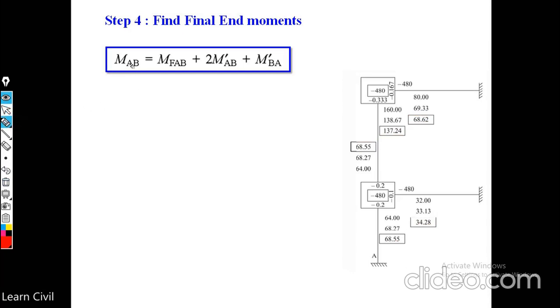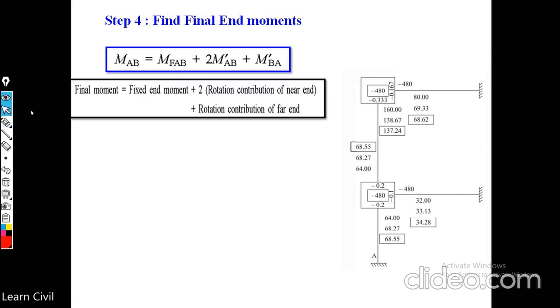Here MAB, that is the final end moment AB, is equal to MFAB, that is the fixed end moment AB, plus twice into the rotation contribution for near end, or M dash AB, plus the rotation contribution at far end, that is M dash BA. The same thing is explained here: final end moment is equal to fixed end moment plus 2 into rotation contribution of near end plus rotation contribution of far end. This is the formula which is used for calculating the final end moment.